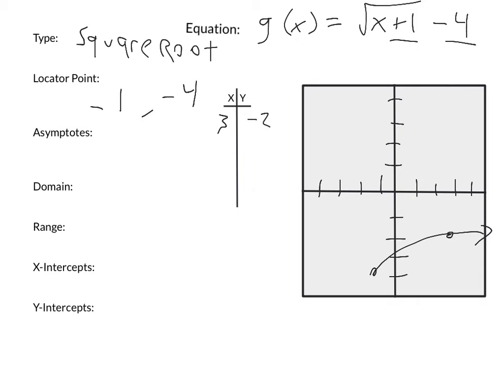Alright, so now the asymptotes. Those are the lines that are constantly approached but never reached, and for the square root, we do not have one, so I'm just going to put no. And the domain is x, so as we can see, the lowest x value is going to be -1, so I can write this out. And then the range is y.